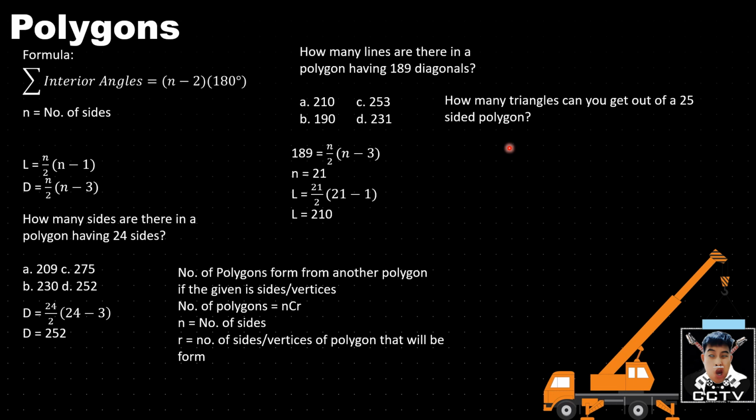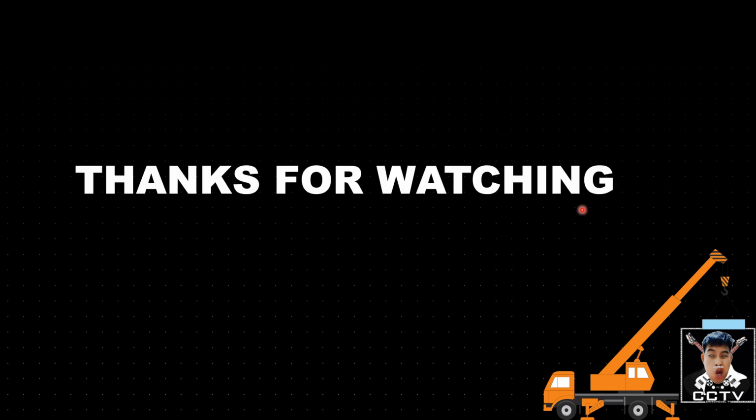May tanong tayo dito. Ilang triangles daw ang makukuha mo sa 25-sided polygon? Ang triangles is 3-sided polygon, which is, ito, yung n natin, number of sides of the polygon, 25-sided polygon yan. And combination of yung sides ng ipoform mo na polygon, which is 3 triangles kasi yon. Makuha mo dyan 2,300 na triangles ang mabubuo mo sa 25-sided polygons.